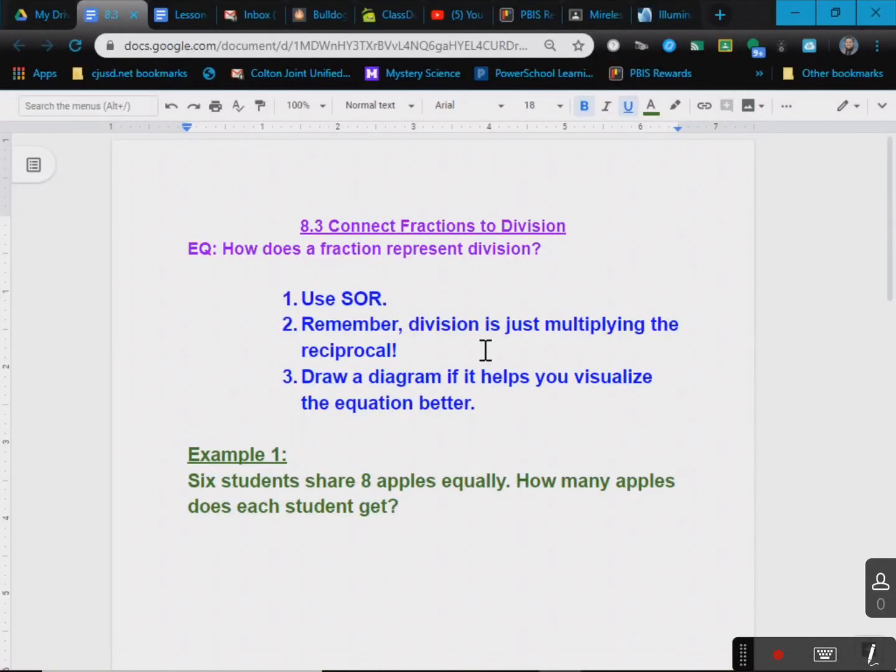Hello everyone, welcome to 8.3, Connect Fractions to Division. The essential question is, how does a fraction represent division?